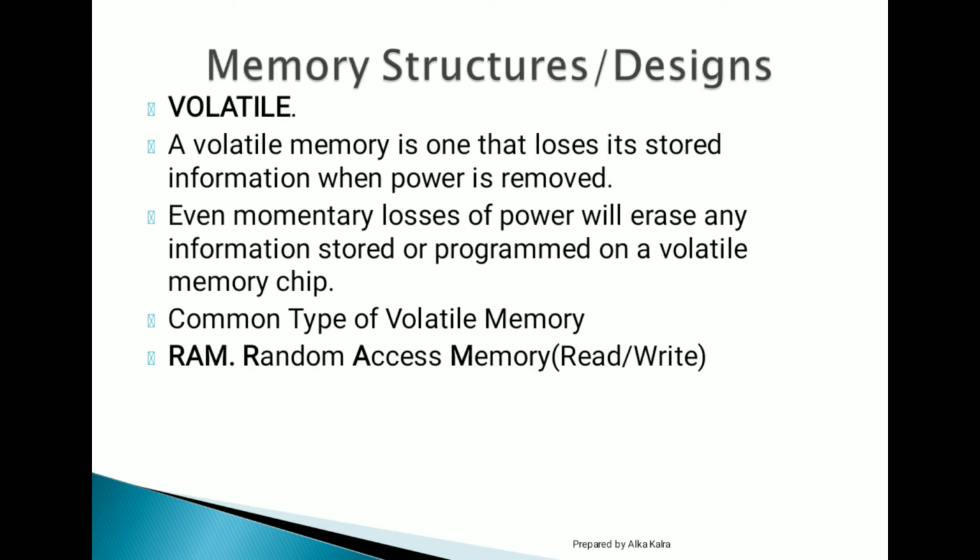Here we are discussing different memory structures. First is volatile memory. Volatile memory is memory that loses its stored information when the power is removed, or suppose some power failure occurs, all the information in the memory will be lost. This is called volatile memory. The power loss will erase all the program that was written in the memory. A common type of volatile memory is RAM, random access memory. This type of memory is not used in the PLC.